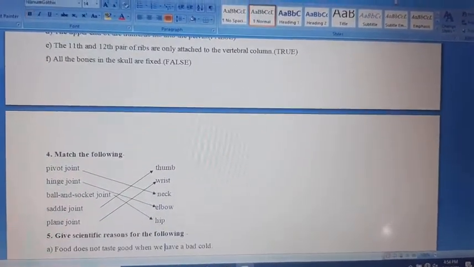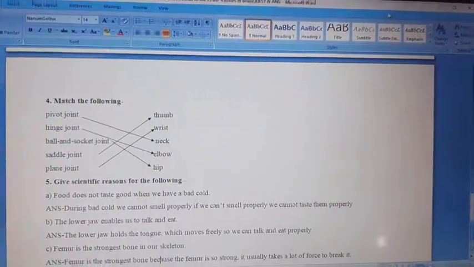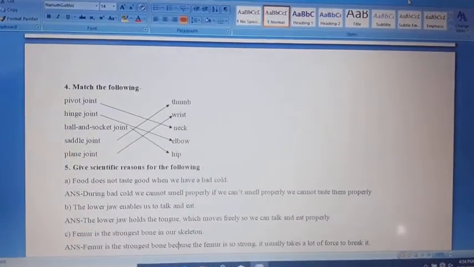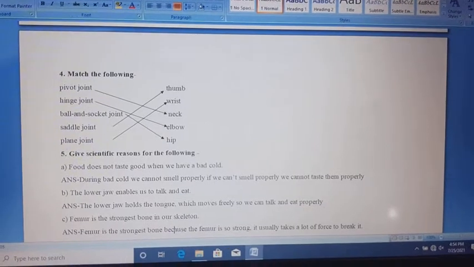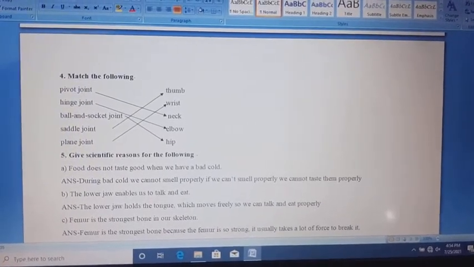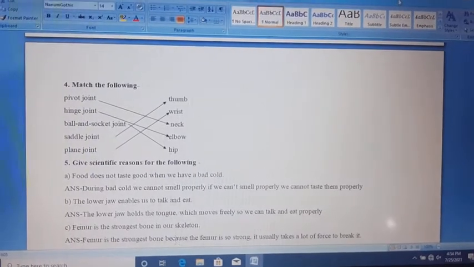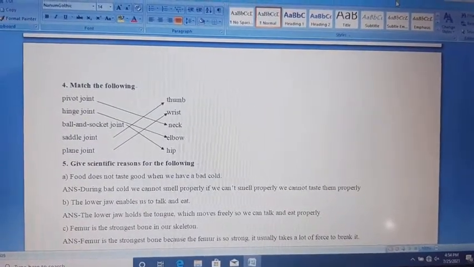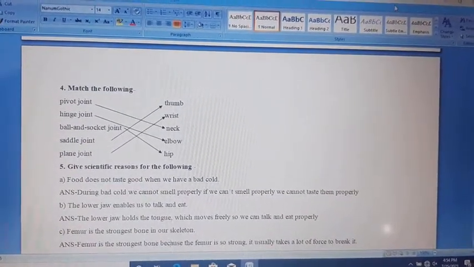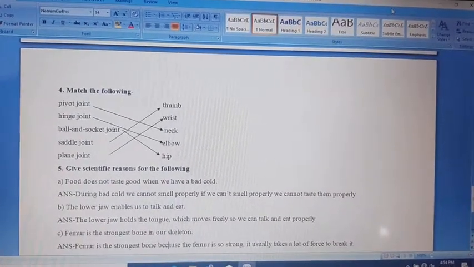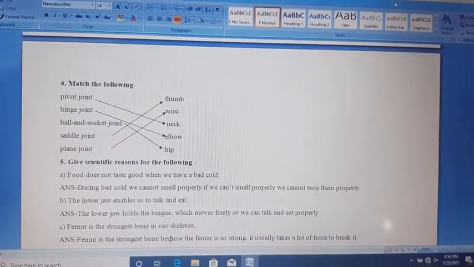Match the following. Pivotal joint, neck. Hinge joint, elbow. Ball and socket joint, hip. Saddle joint, thumb. Plane joint, wrist.